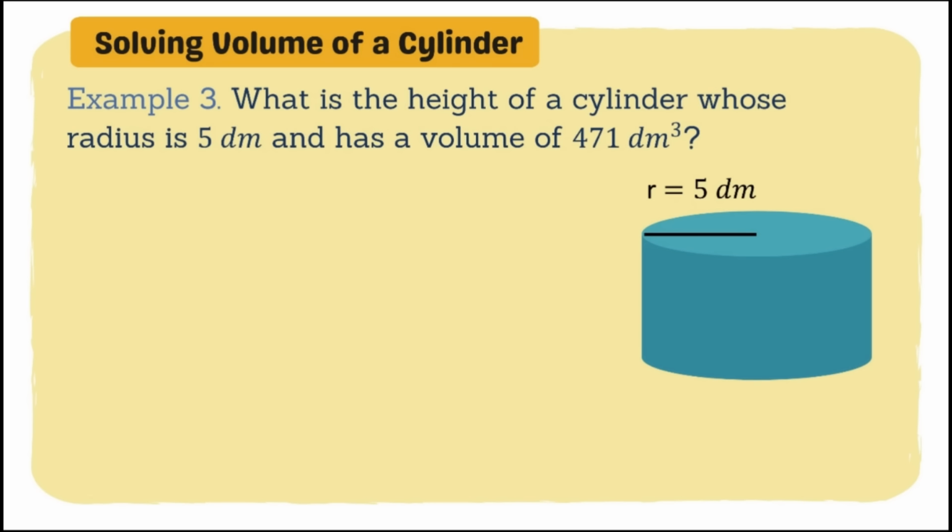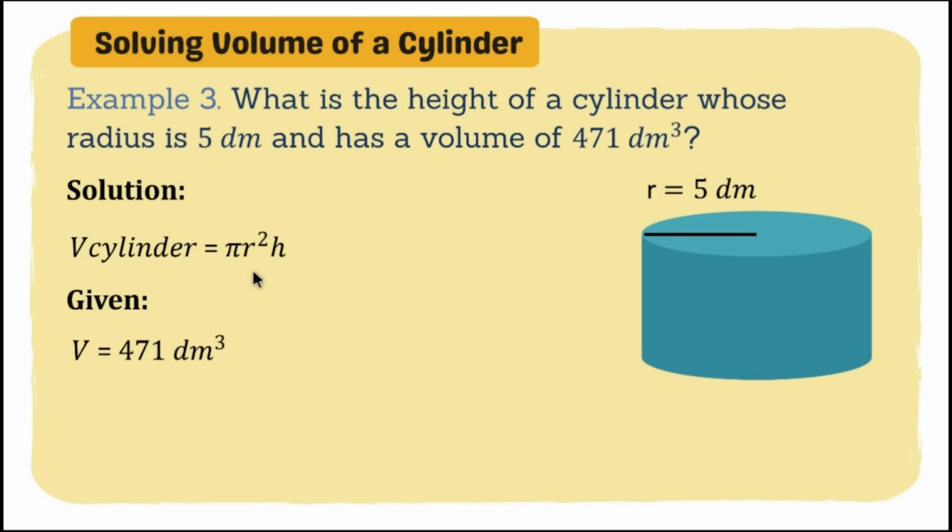Okay, let's have number 3. What is the height of a cylinder whose radius is 5? Ano pong basa ng unit na ito? Okay, yes, decimeter. And has a volume of 471. Ito po, yes, cubic decimeter. Okay, this time, ano na po ang hinahanap? What is being asked? Okay, it's not the volume, but it is the height. Okay, in our solution, we will still use the formula pi r squared height. So in our given, we have already the volume, 471 cubic decimeter.